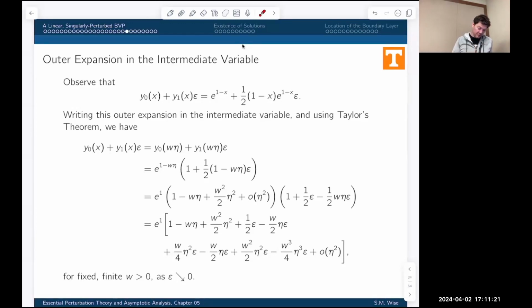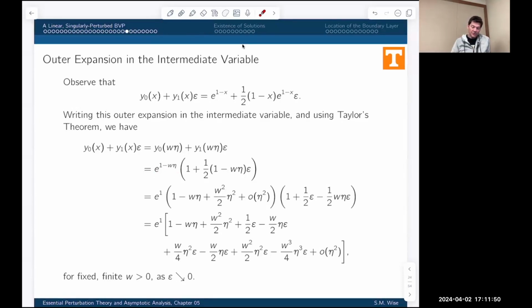And so I can write things as, I'm going to pull out e to the 1 minus x out of both terms. So I'll just have e to the 1 minus w eta times the quantity 1 plus 1/2 (1 minus w eta), that's coming from the x term here, times epsilon. So this is pretty straightforward. This term here is an exponential. It has a very simple Taylor series expansion.